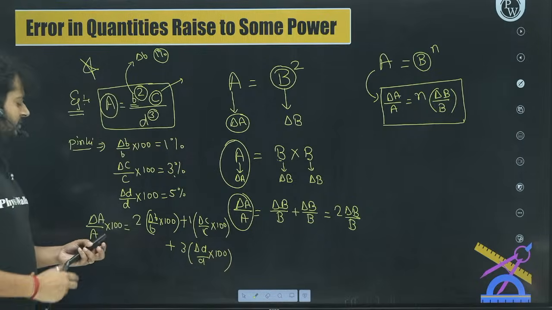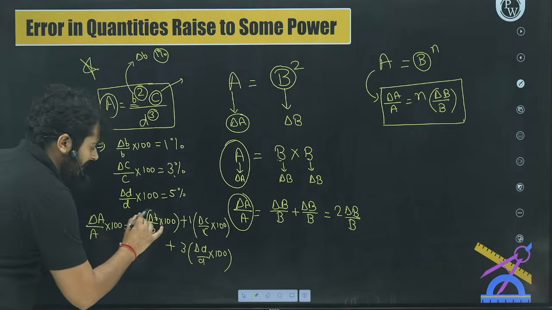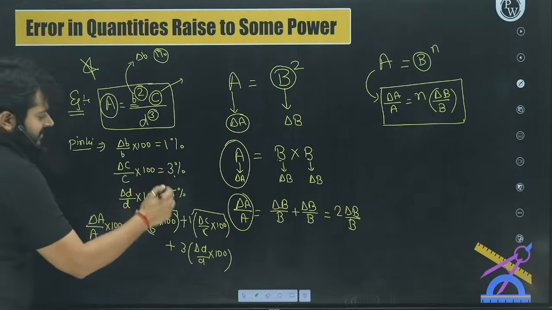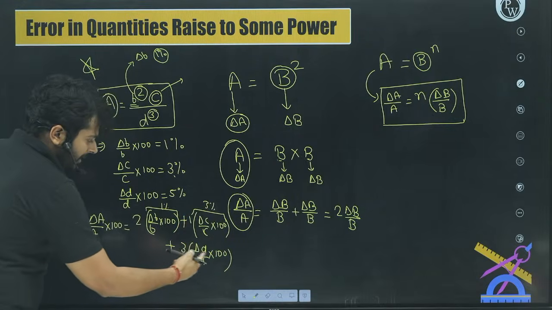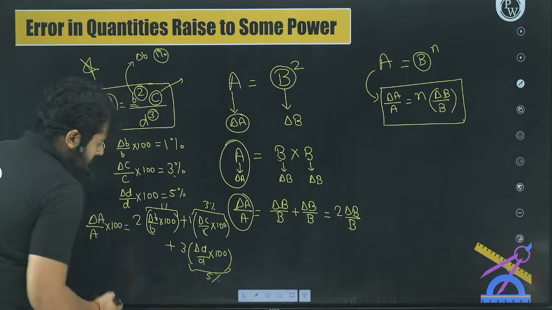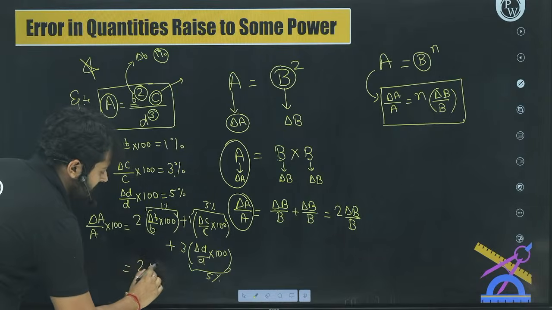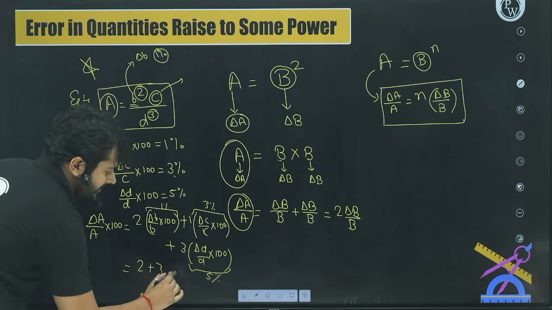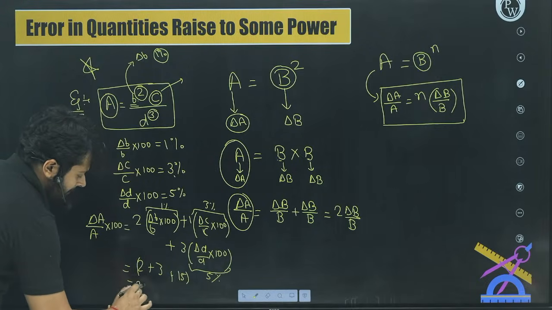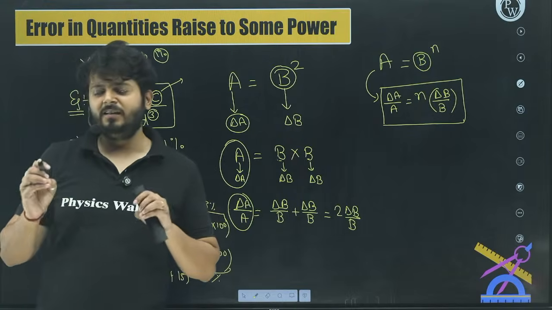All right. So see that the percentage error in B is 1%, so in place of this you can put 1%. The percentage error in C is 3%. And in place of this, you can put 5%. So just add it up. 2 into 1 is 2, 1 into 3% is 3, and 3 into 5% is how much? 15. So 15 and 5 is 20%. So in the measurement of the final value, the percentage error is 20%.